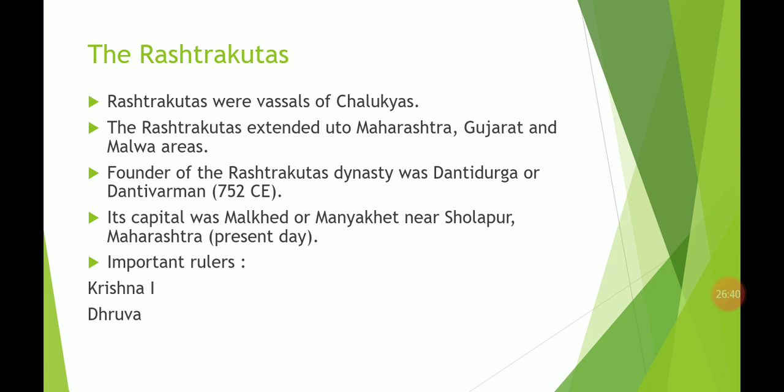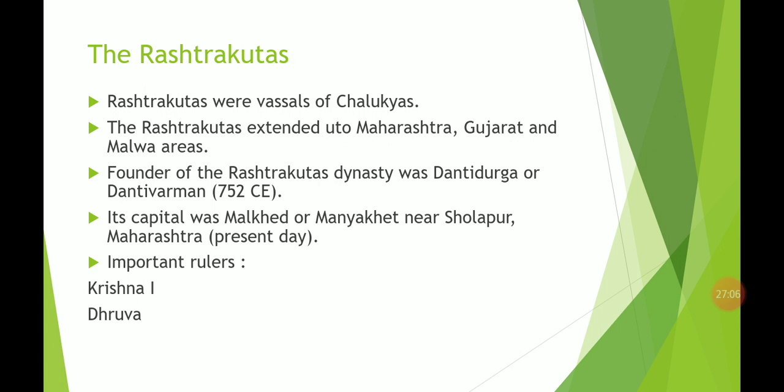Now, move to the Rashtrakuta. The Rashtrakutas were the vassals of the Chalukya. I had explained that also, I had given the example in the beginning of the chapter. The Rashtrakutas were the vassals of the Chalukya dynasty. The founder of the Rashtrakuta, Dantidurg, overthrew the Chalukyas.